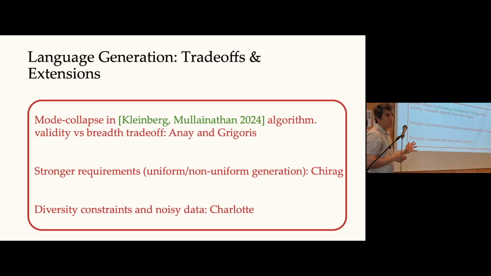This is a very simple model, but there are lots of additional features that we can add to it. And Chirag, who's going to speak next, is going to talk about stronger requirements that we can impose on the correctness guarantees. Okay, we talk about uniform and non-uniform generation. And finally, Charlotte is going to be the last speaker in the tutorial, in the second session. And she'll talk about additional constraints that we might hope for, diversity constraints, as well as dealing with noisy data.